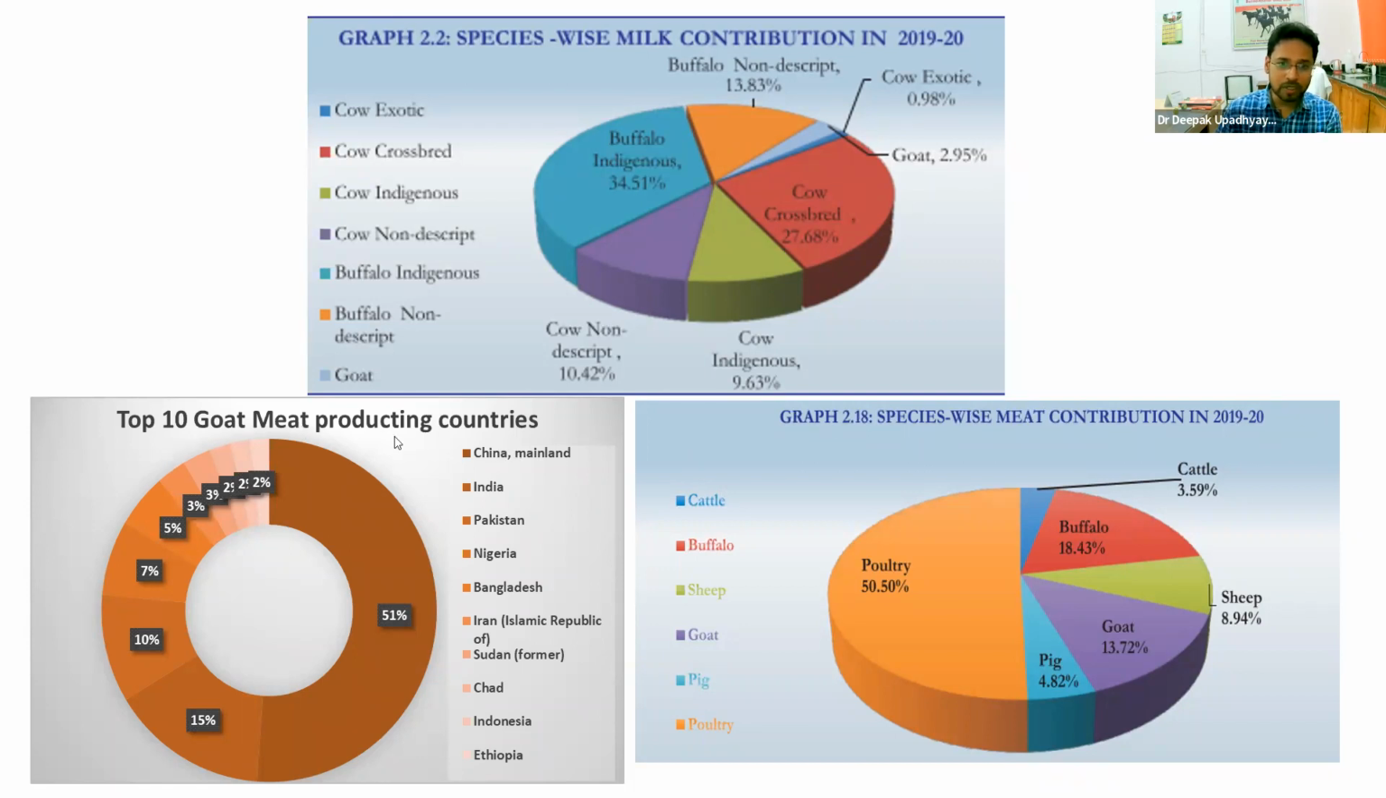Coming to meat production, we are second in the world after China. And as I told, the species-wise meat contribution is 1.2 million ton. Goat contributes 13.72% of the meat coming from all the species in our country.